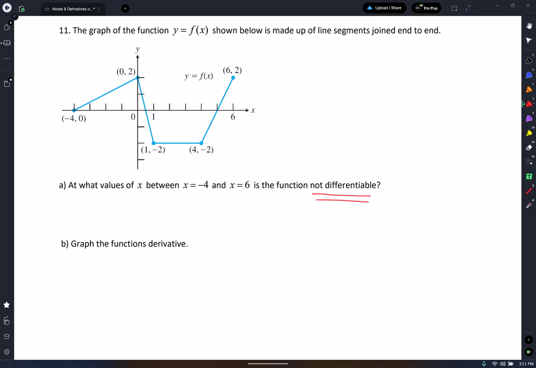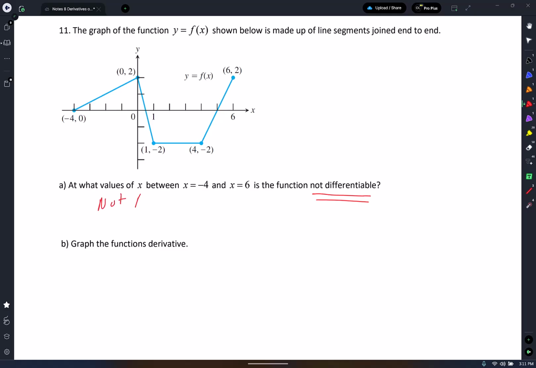So if I have a slope of a half approaching 0 and a slope of negative 4 right at 0, I don't have a tangent line. How am I going to look? Are you going to look like that? Are you going to look like that? You guys see what I mean? So you don't have a tangent line at x equals 0, so you're not differentiable there.